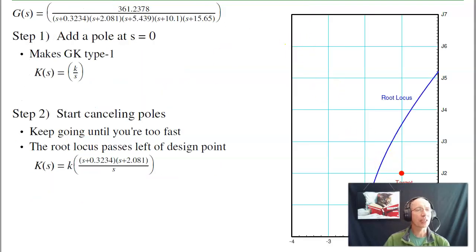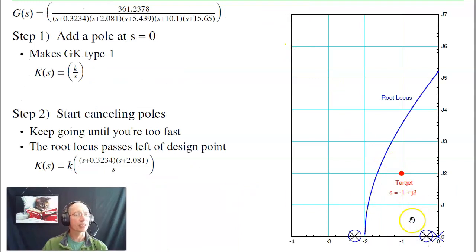So to start out, here's my target. I want to put the closed loop pole at -1 plus j2. If I just take the system, it doesn't meet any of the requirements. To make it track a constant set point, I need to add a pole at s equals 0. Now these two poles come together, split apart, and it's way too slow. So get rid of the pole at -0.32. Now the pole at s equals 0 and -2 come together, split apart, and I'm still too slow. So get rid of the pole at -2.